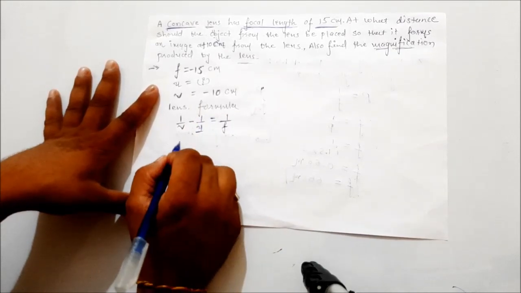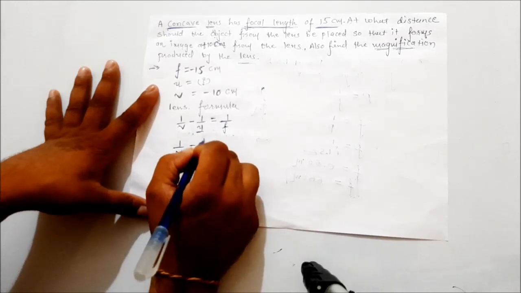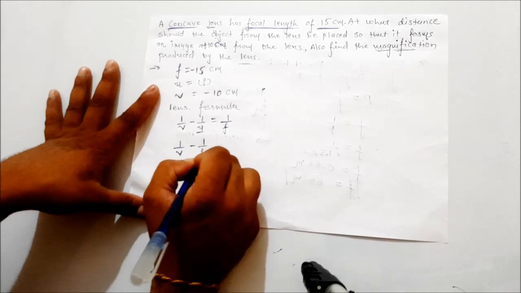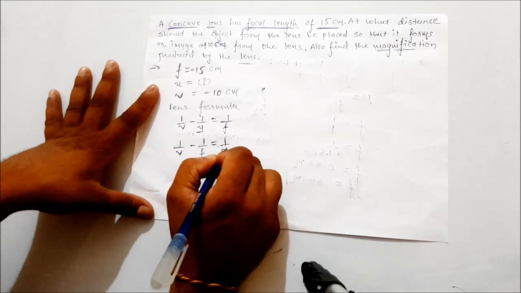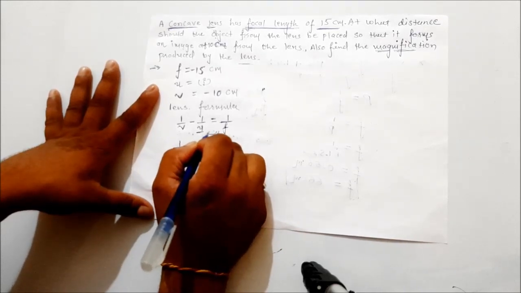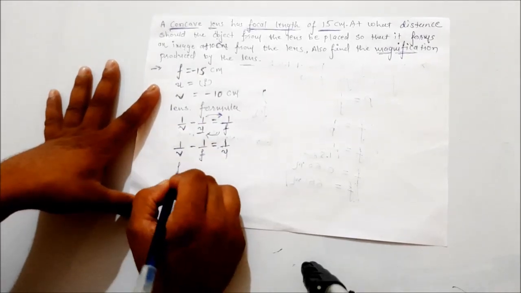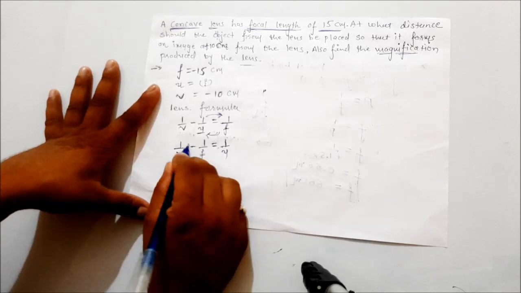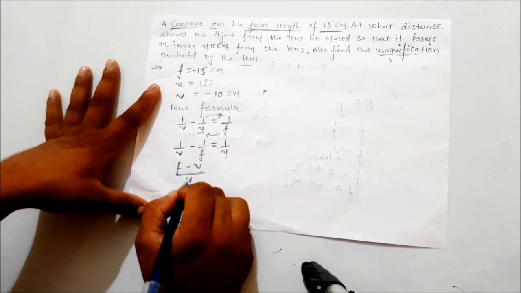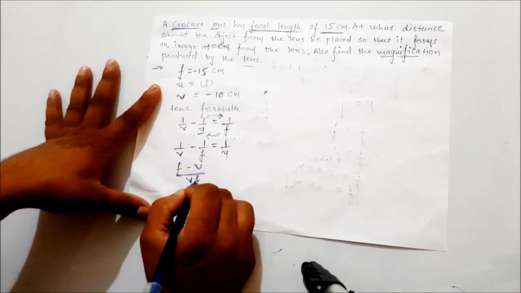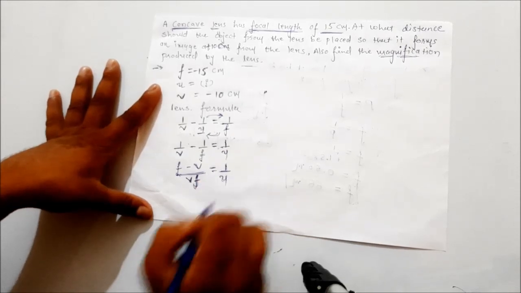So we can say that 1 upon v minus 1 upon f is equal to 1 upon u. Right, we have taken this term at left side and this term at right side. Now to simplify it, (f minus v) upon (v into f) is equal to 1 upon u.